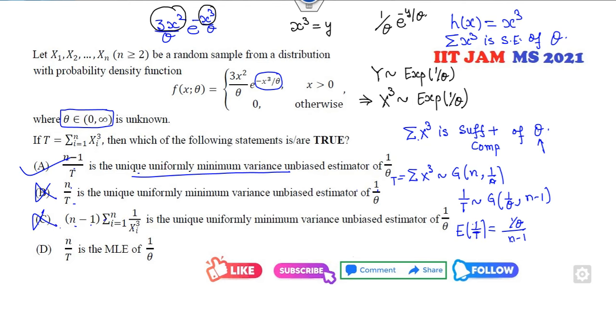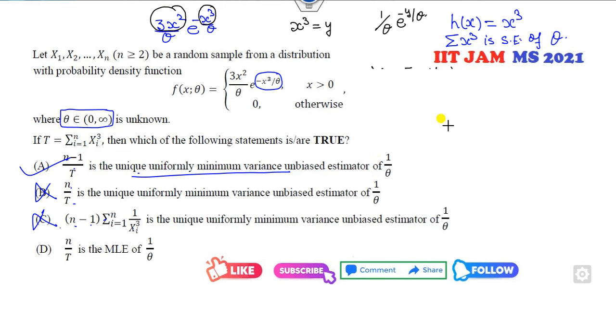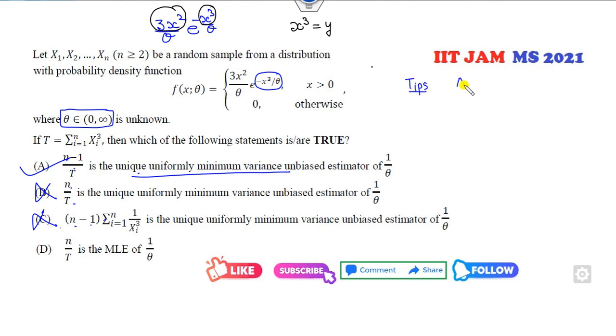N over T is the MLE. How can you prove the MLE of 1 over theta? I think that's again simple. I can start from here. How can you check the MLE? Remember, if I prove A is the MLE of theta, then you can't say that about this. How can you prove that n over T is the MLE?